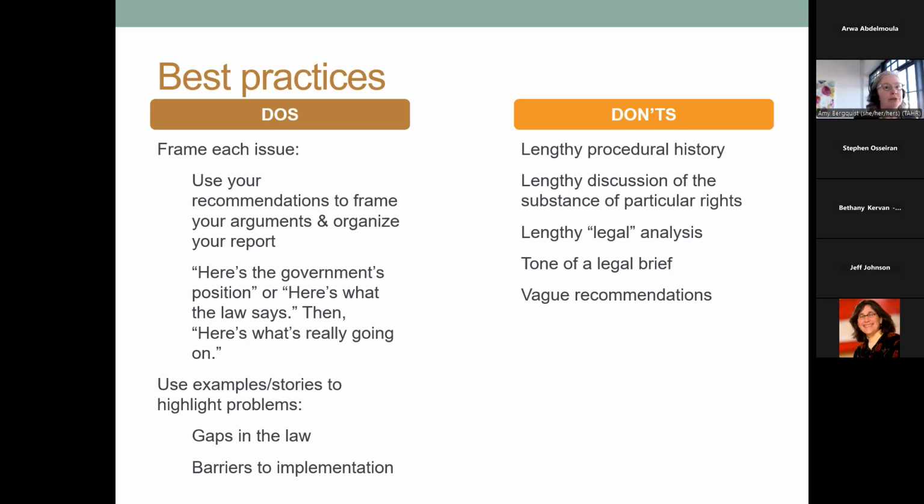Don't go into a long procedural history about what's happened with this particular committee. The committee experts know that because that's what they do. Don't do a lengthy discussion of the substance of particular rights. Again, the committee experts know all that. You don't need to do a lengthy legal analysis. We don't want the tone of a legal brief. You also don't want vague recommendations or vague questions. You want to be as specific as possible.